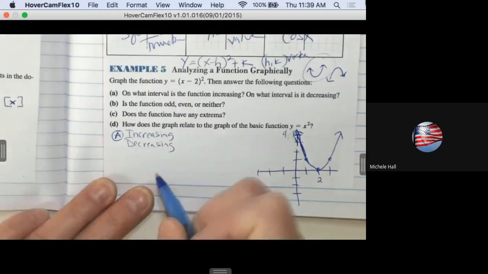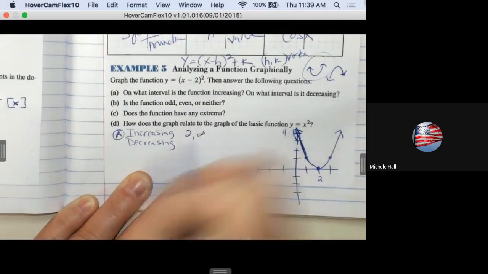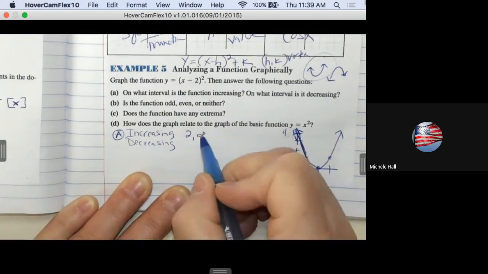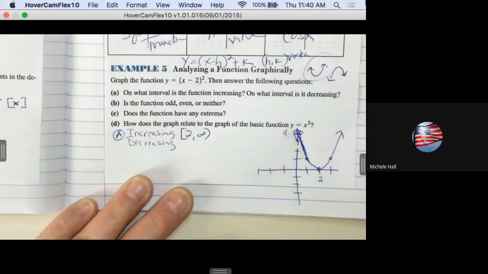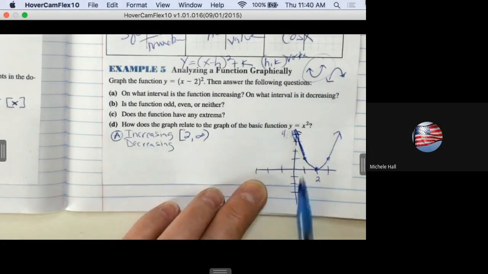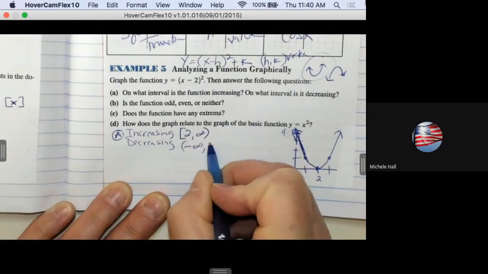Okay, so you do increasing. What interval is it? And what kind of brackets do I need? So do I put a square or a rounded bracket? Because in Ainsley, on which interval is it decreasing? Very good. So negative infinity with a rounded bracket to 2.